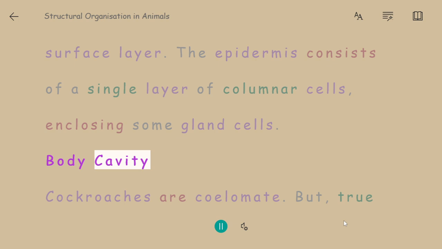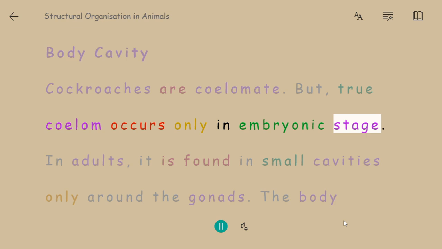Body cavity. Cockroaches are coelomate. But, true coelom occurs only in embryonic stage. In adults, it is found in small cavities only around the gonads. The body cavity is filled with hemolymph and is called hemocoel.